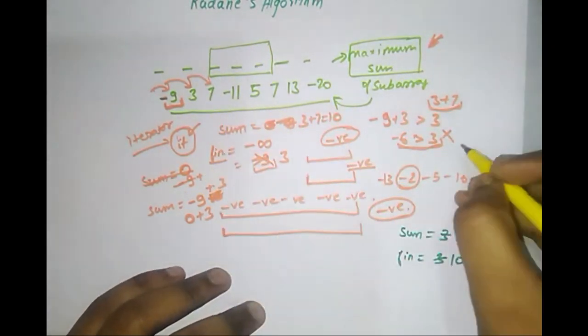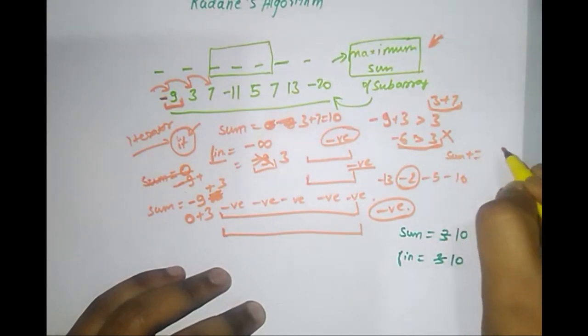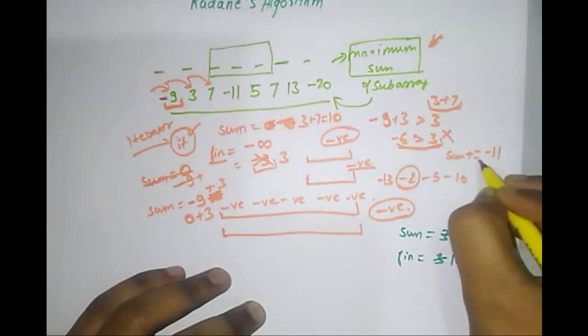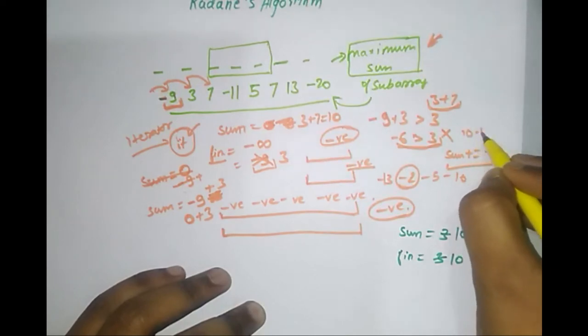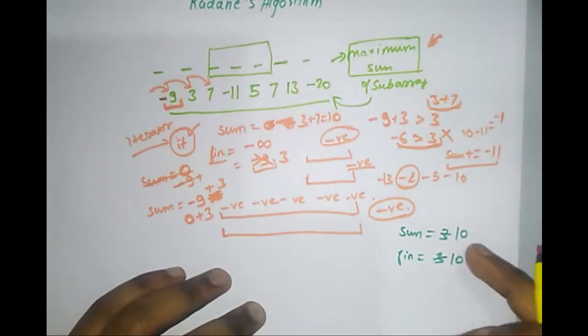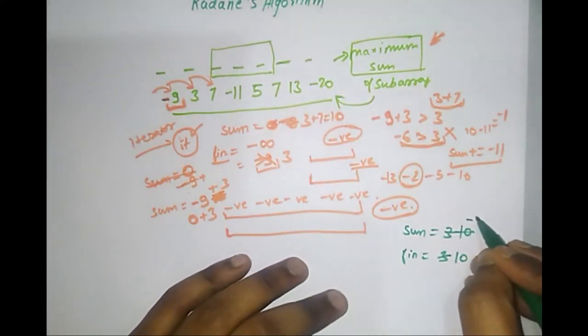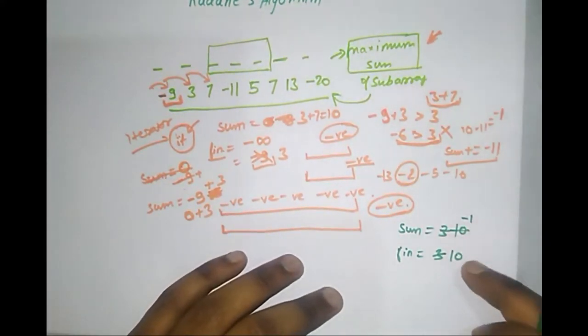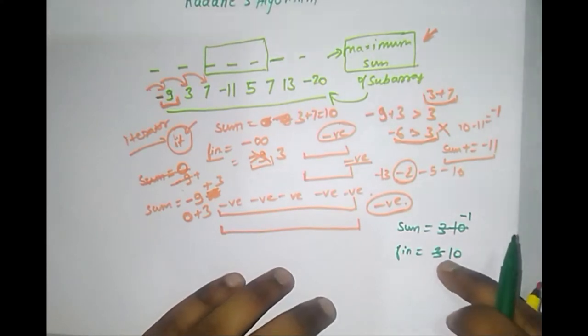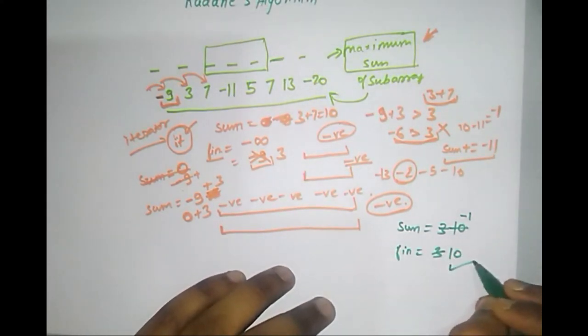Okay, so sum plus is equals to minus 11, which is equals to 10 minus 11, which is equals to minus 1. So is minus 1 greater than final? No, so final will remain 10.